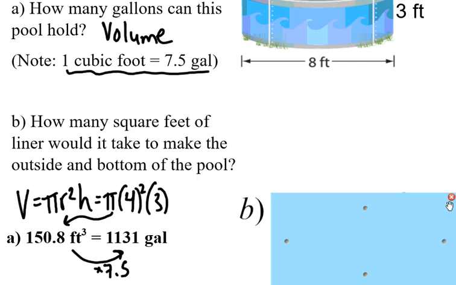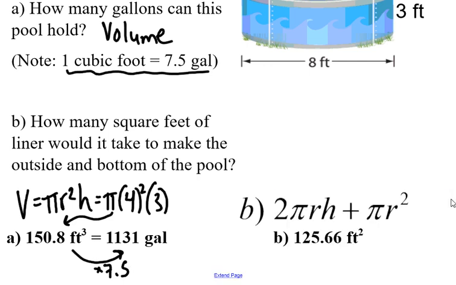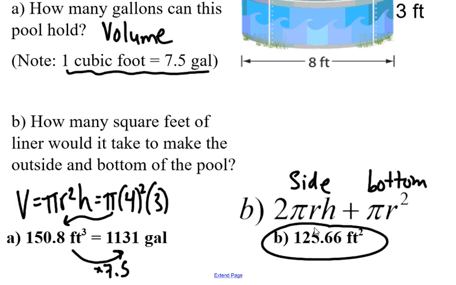Over here to do the surface area, here's the side, 2 pi r h, and then I just need the bottom. I don't need 2 because there is no top. So I run it with r is 4, the height is 3, and I end up with 125.66 square feet of liner is what I should have got.